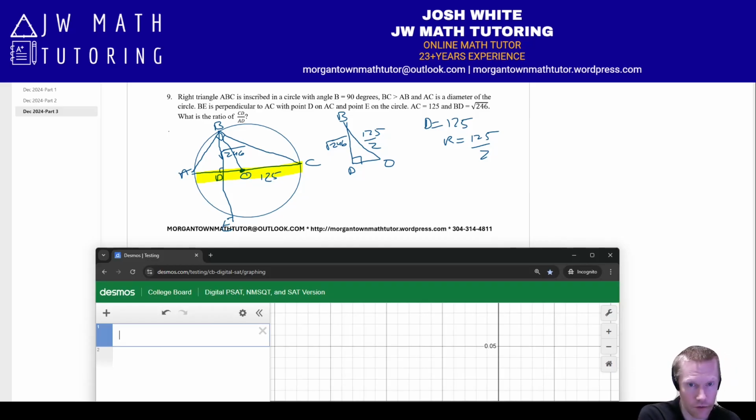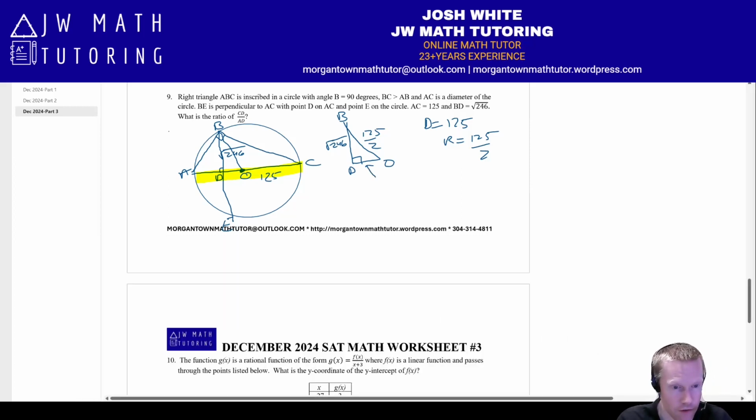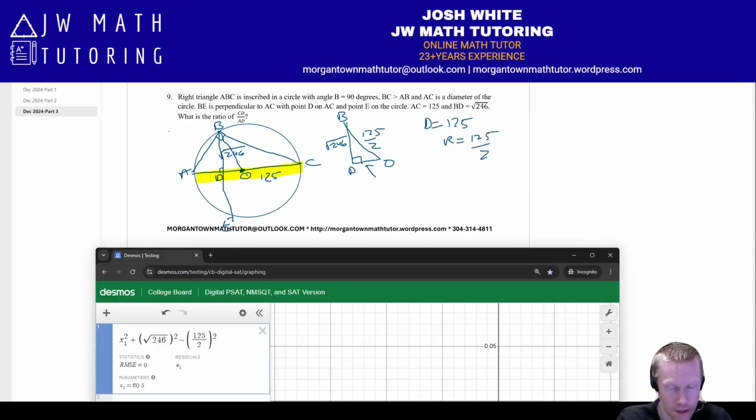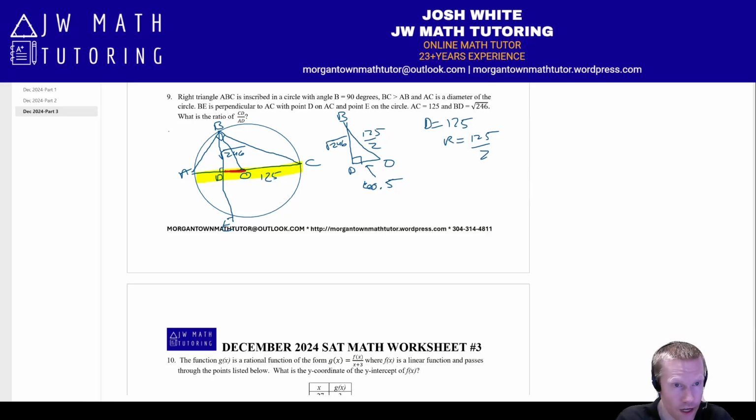All right, so the easiest way to do this is just do x squared plus square root 246 squared, and that's going to be equal to 125 over 2, that expression squared. Okay, so this side of the triangle right here, you can see it was equal to 60.5. So we can just leave it as a decimal for right now. That's fine. Okay, so this little part right here is 60.5.